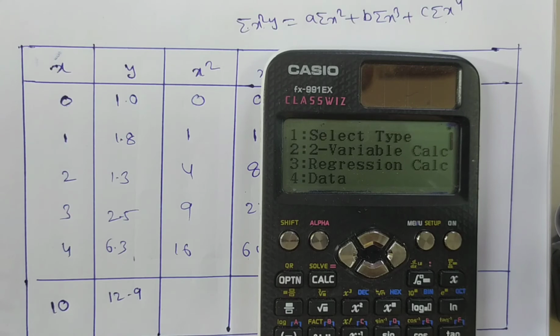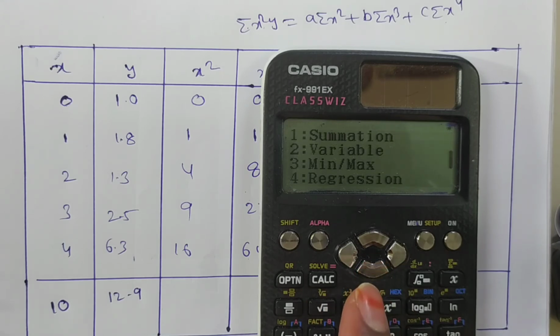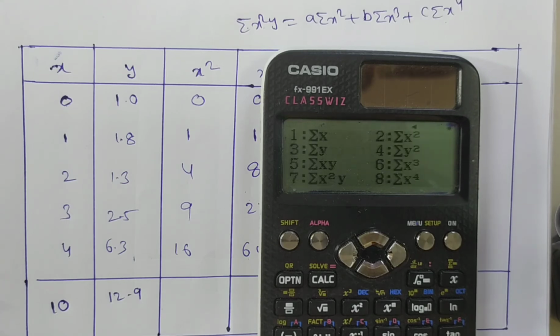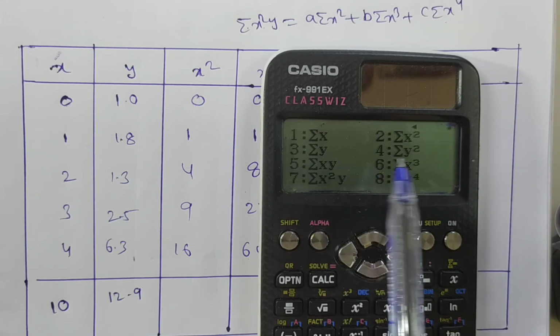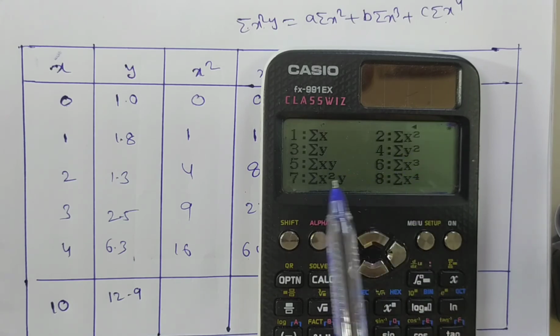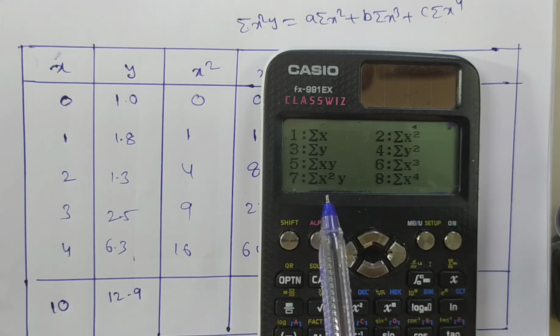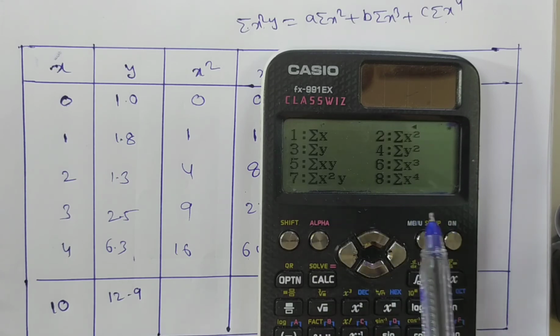In this one, what do we require? Summation values we require. Are there 1, 2, 3, 4 options? Is it showing summation? No. Now press the down joystick. In the down joystick you observe the first option, what you have? Summation. So press 1. Now you observe what we are getting. In that one, summation x square, second option. Third one summation y, fourth summation y square, fifth summation xy, sixth one summation x cube, seventh one summation x square y, eighth one is summation x power 4.